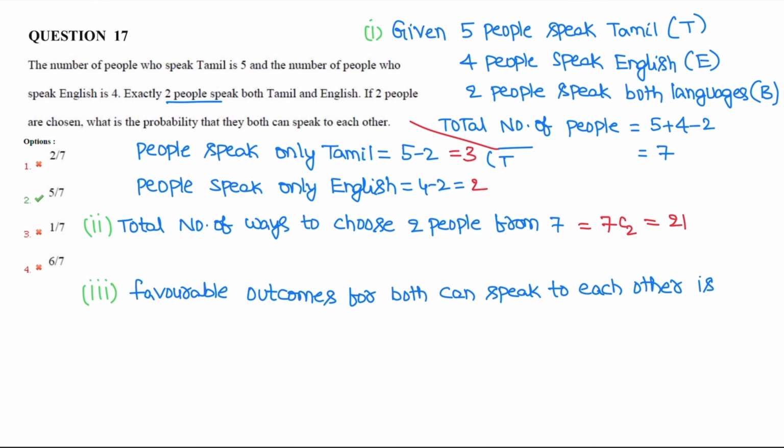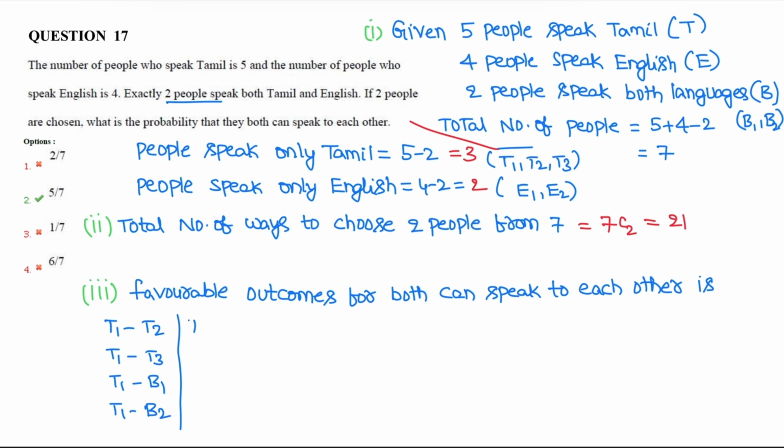So here we can write T1, T2, T3. And 2 people who speak English, E1, E2. And there are 2 people who speak both the languages, B1, B2. Now the favorable outcomes are: person 1 from Tamil can talk to second person T2, T1 can speak with T3, T1 can speak with B1, T1 can speak with B2.